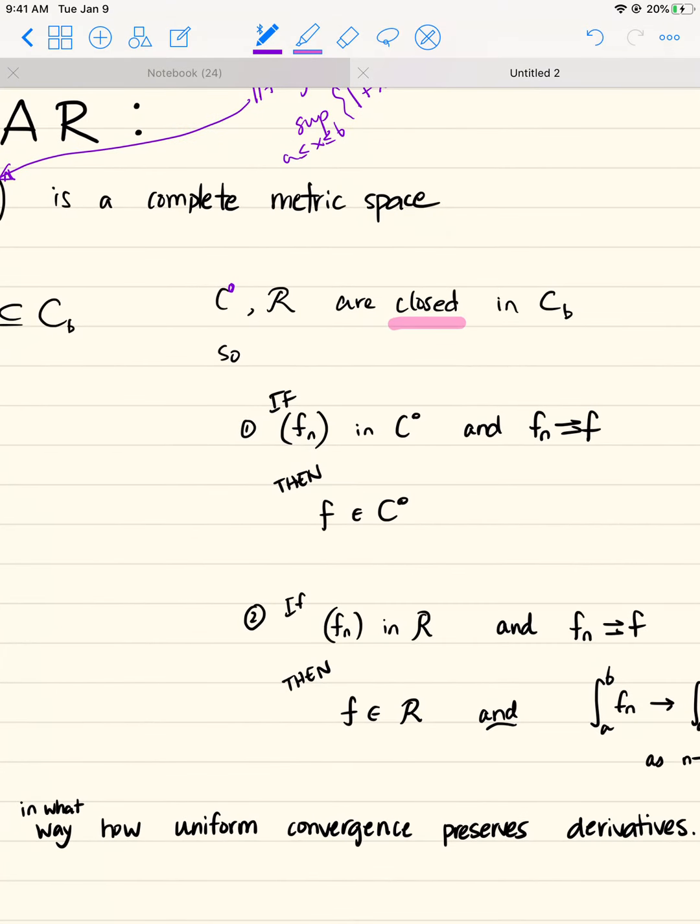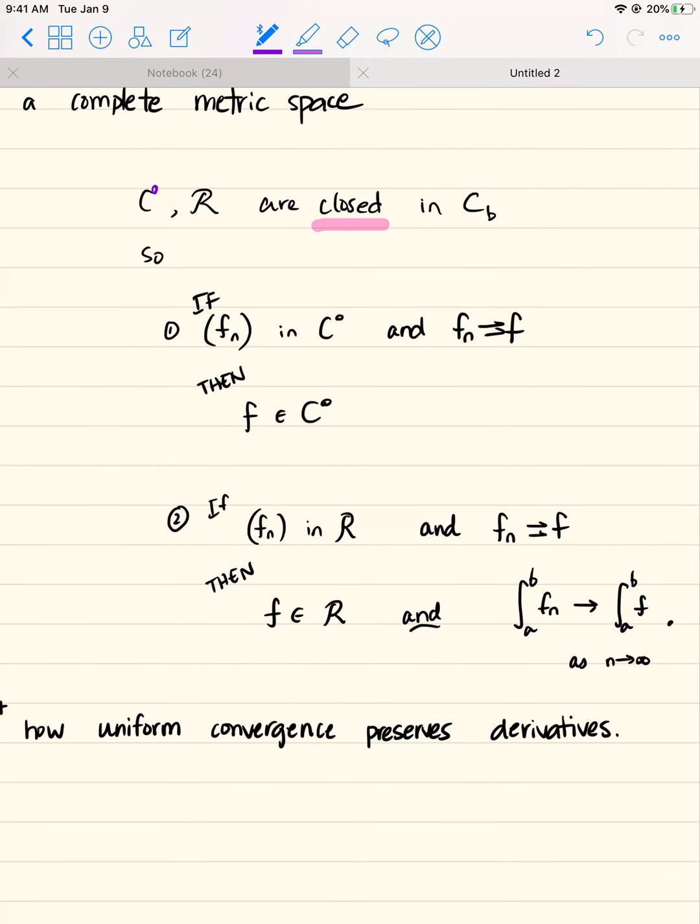So this gives us the two main results. Number one, the uniform limit of continuous functions is continuous. And number two, the uniform limit of Riemann integrable functions is Riemann integrable. Plus, we know that the limit of the integrals is the integral of the limit.